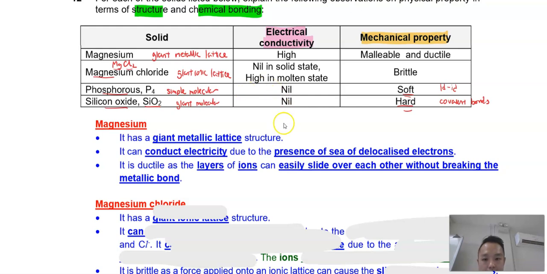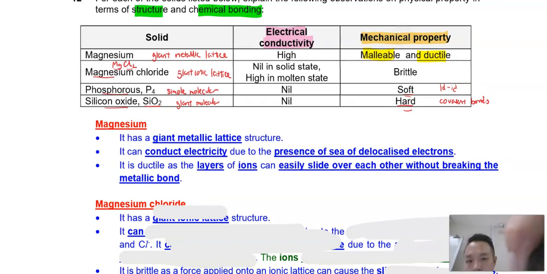Right, so these are concepts that are covered in O levels earlier on. Alright, so your sea of delocalized electrons can hold the layer of ions together without any repulsion. So that's why the layers of ions can slide over one another without breaking the metallic bonds. And this gives rise to the properties we observe. It's malleable and ductile. Okay, so you may want to just add in the word malleable.